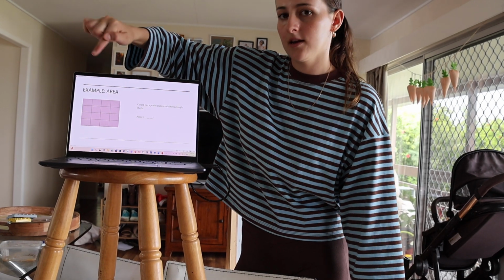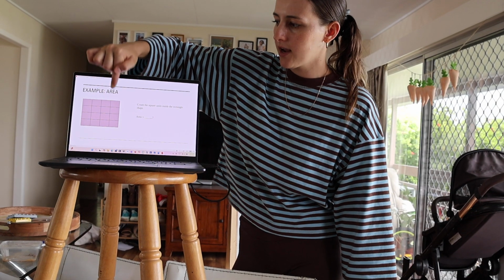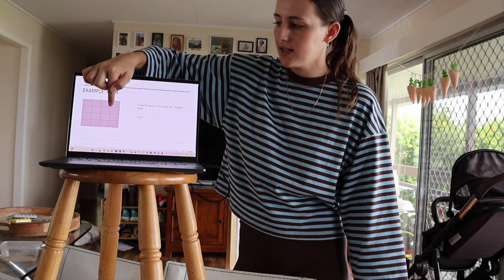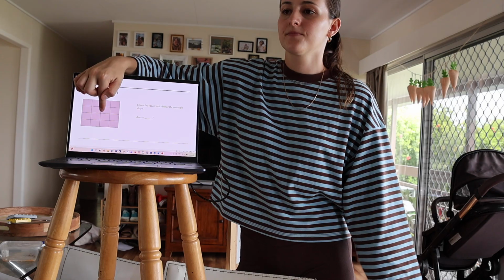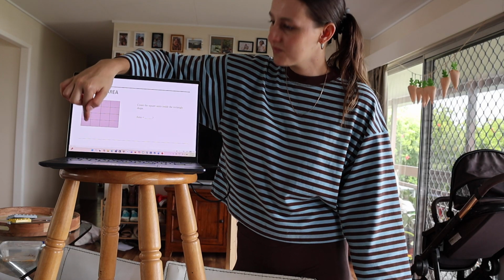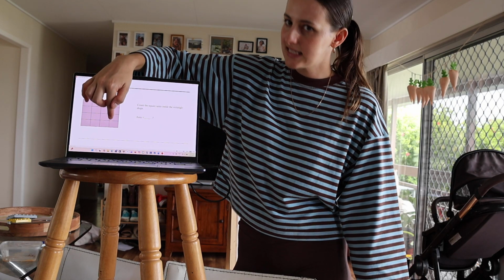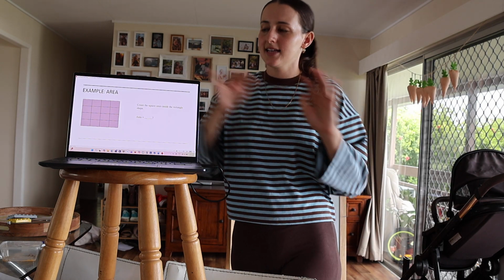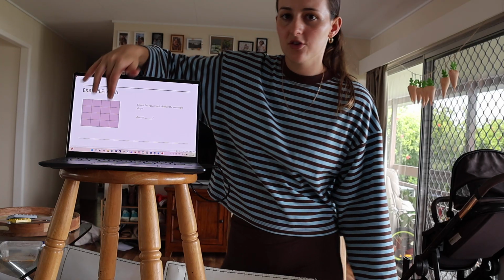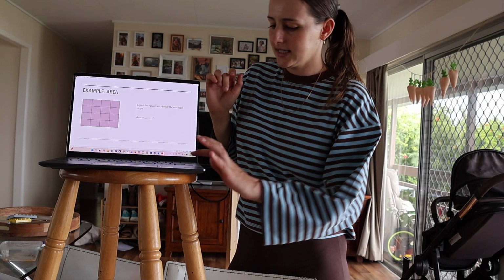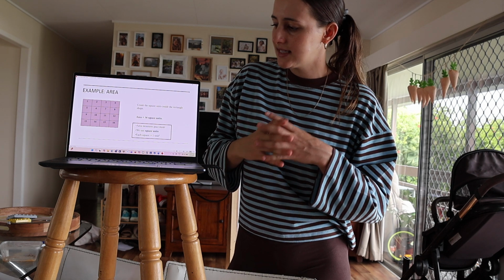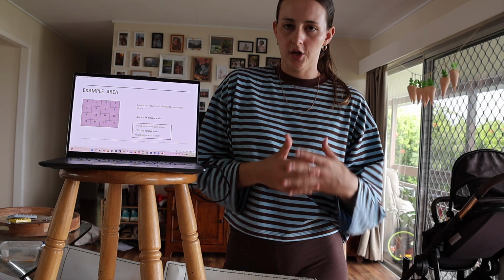Okay, 1, 2, 3, 4, 5, 6, 7, 8, up to 16. Exactly. Stop there, guys. Remember, we're not just counting, we're counting the square units in this shape. And there was 16. So that means that the area of this rectangle is 16 square units.